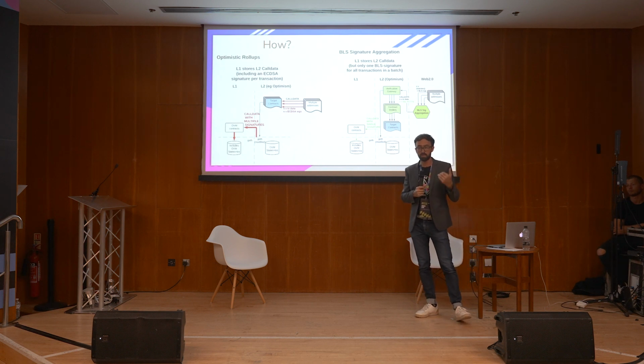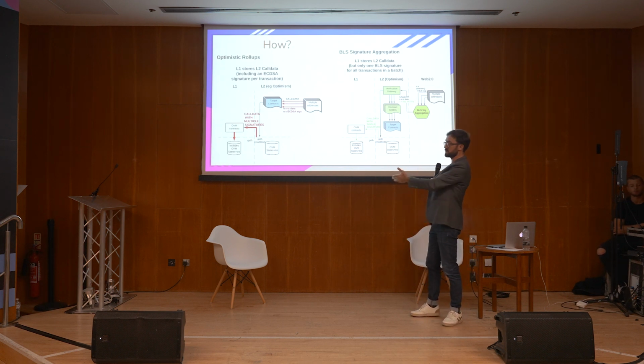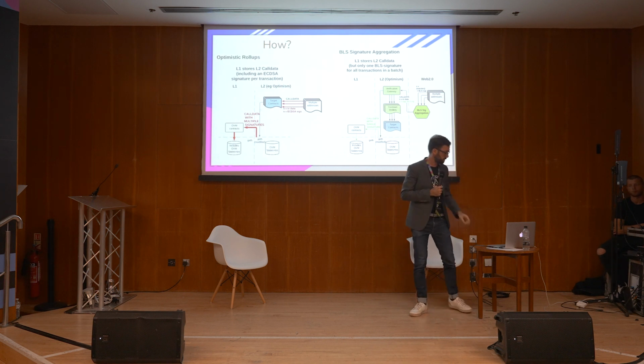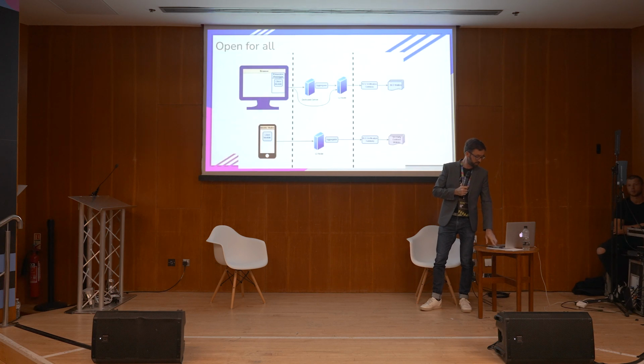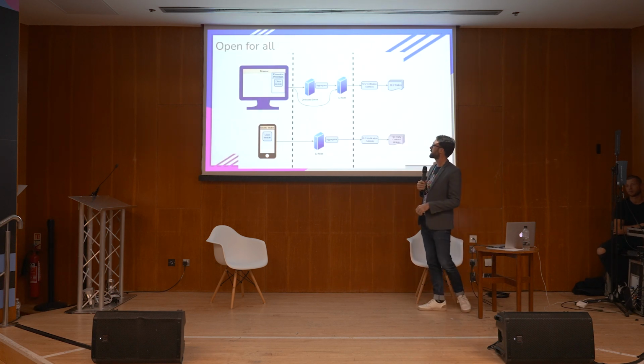So that's actually a very large saving with what gets written to layer 1. So transactions just, again, become that much cheaper than layer 2. This is roughly the architecture we have.